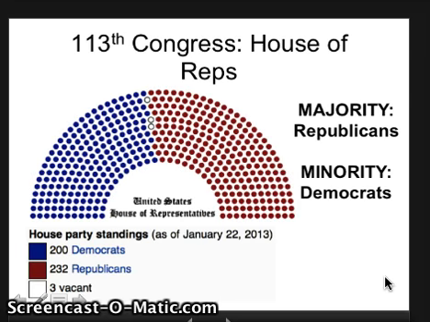Now what we can see here is currently in the House of Representatives, the majority are Republicans and the minority is the Democrats. There are 232 Republicans to the 200 Democrats currently in the House of Representatives. And that's why they win 90% of their votes.